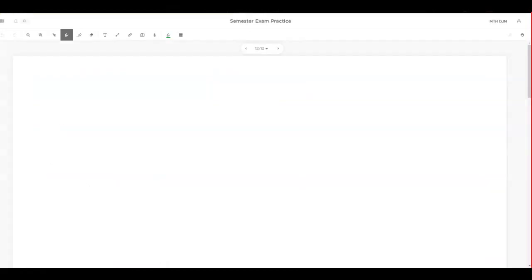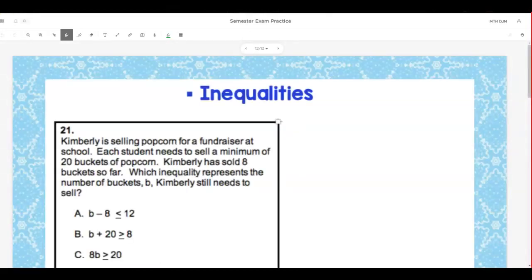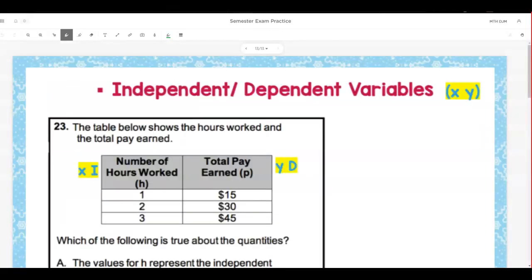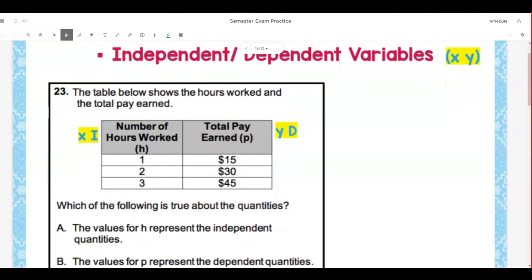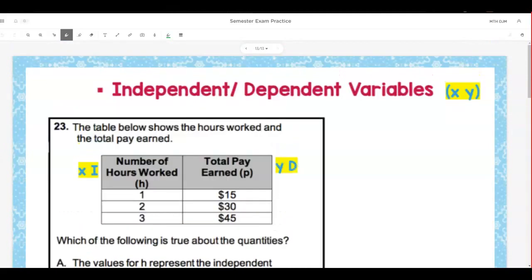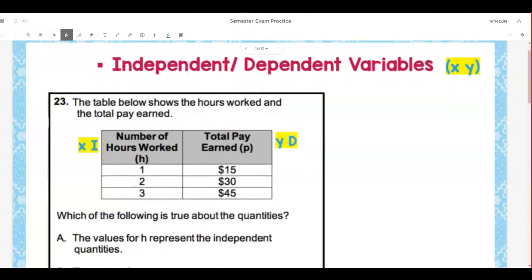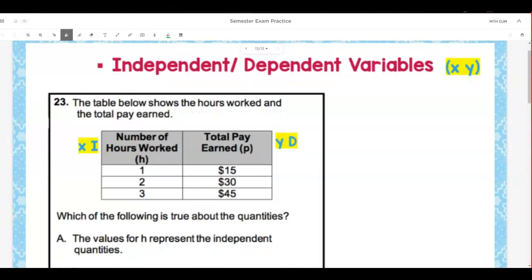Okay. I want you to jump to the last page real quick. We're going to jump to page 13, because we have not learned this yet, but it's pretty easy. Okay. X and Y, just like when we plot it on the coordinate grid, first comes X, then comes Y. It's in alphabetical order.